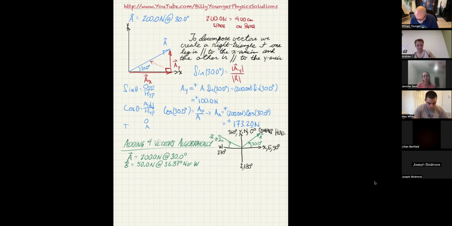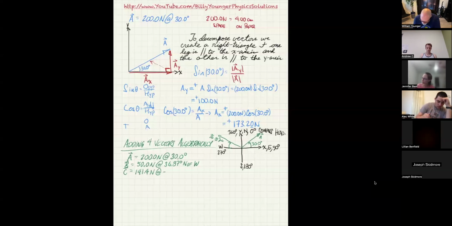Now I am going to say that we have a vector C equals 141.4 newtons at, in this case, negative 135.0 degrees. Now remember, negative means you measure clockwise from the positive x-axis. So I'm going to go from here to here and say this is vector C, where this part right here is 45 degrees and this part right here is 90 degrees. So you see, if you add 90 and 45, you get 135. That's why I called it negative 135 degrees. Does that make sense?